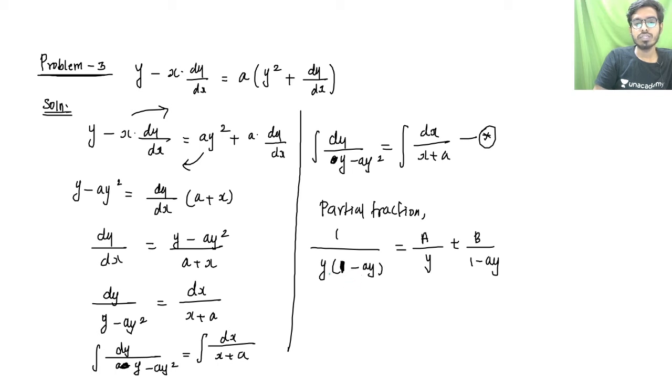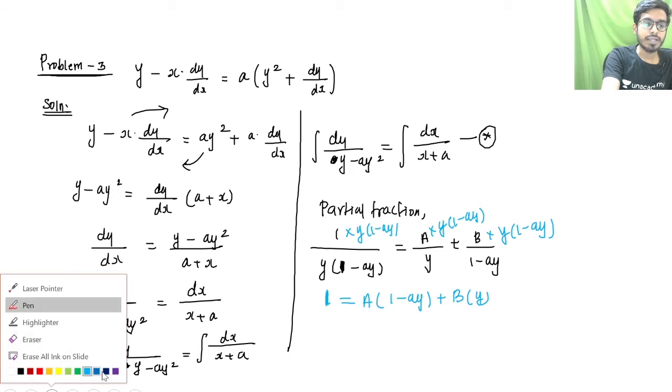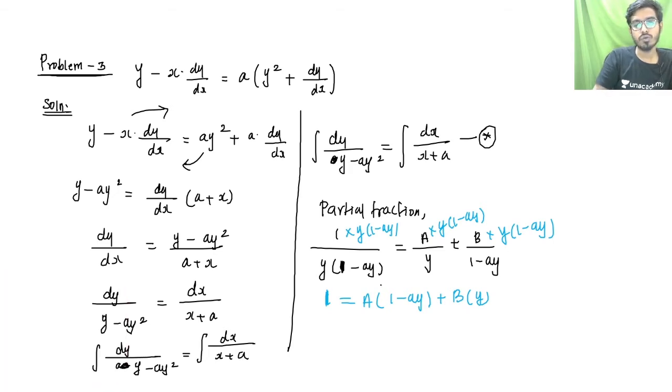For that, you just multiply by y into 1 minus a y throughout. So we will have 1 is equal to A into 1 minus a y plus B into y. I am just multiplying with y into 1 minus a y, which is what we have in the denominator, throughout the numerator. Now to find the values of A and B, put y is equal to 0.